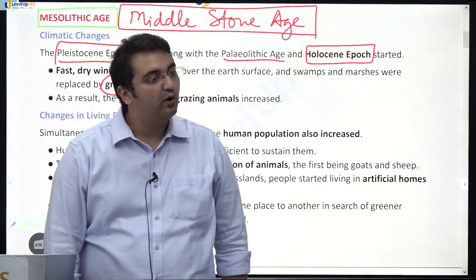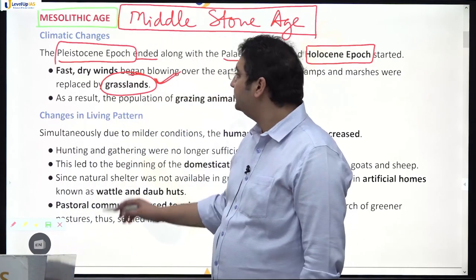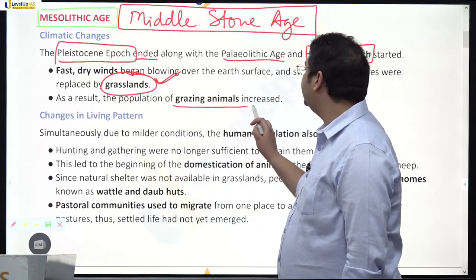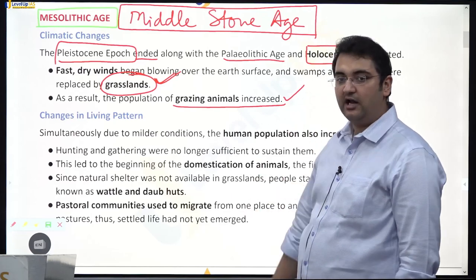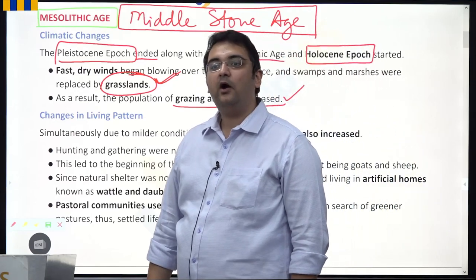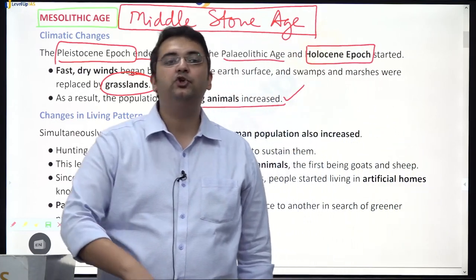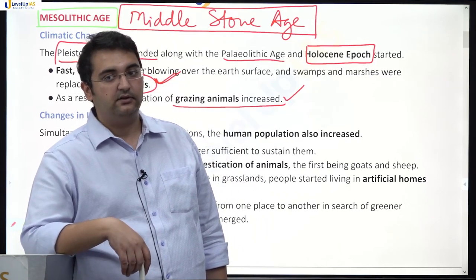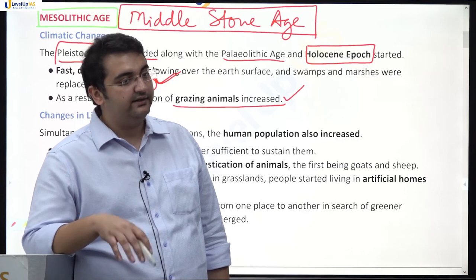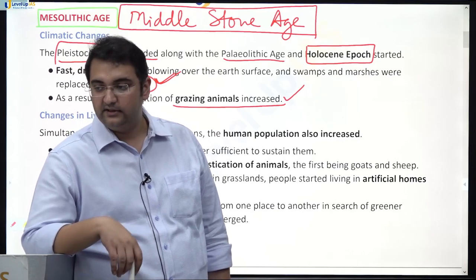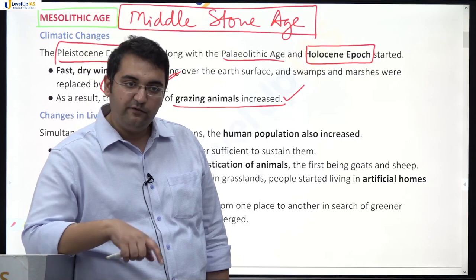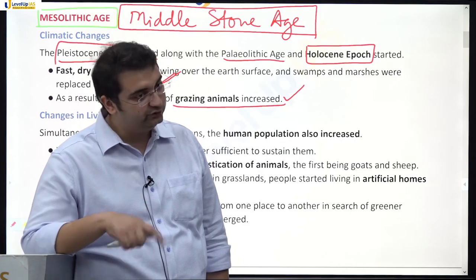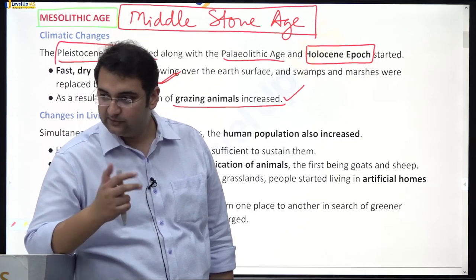Grazing animals, bovine animals. Okay? So the population of grazing animals increased sharply. And what do you think was the impact on the human population because of the improved climatic conditions? Would it increase or decline? It would increase. Now, there is pressure for finding a new food source. Why? Because of the increased population.